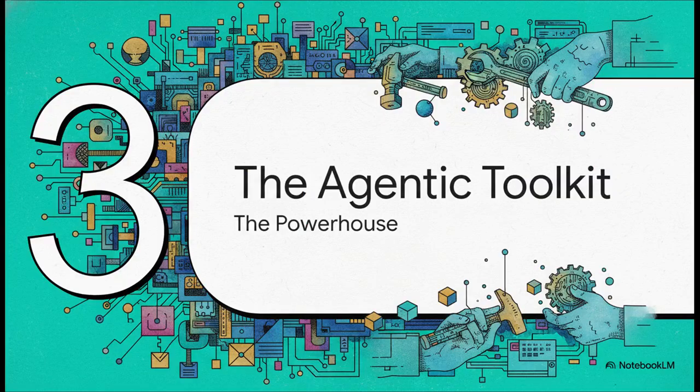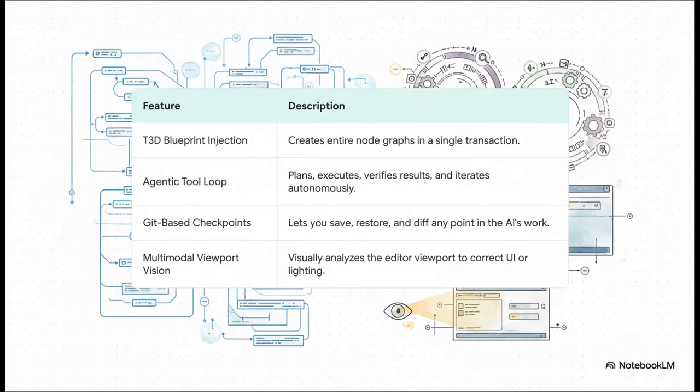So the big question is, how on earth can it actually do all that? Well, the magic is in something called an Agentic toolkit, basically a whole suite of special tools that gives the AI hands-on keyboard access inside the engine. And these features are the absolute core of its power. T3D injection, that just means it builds blueprints the exact same way the editor does when you copy and paste nodes. The agentic loop lets it try something, check if it worked, and then fix its own mistakes. And viewport vision is wild. It can literally look at your screen to fix things like a button that's in the wrong spot.